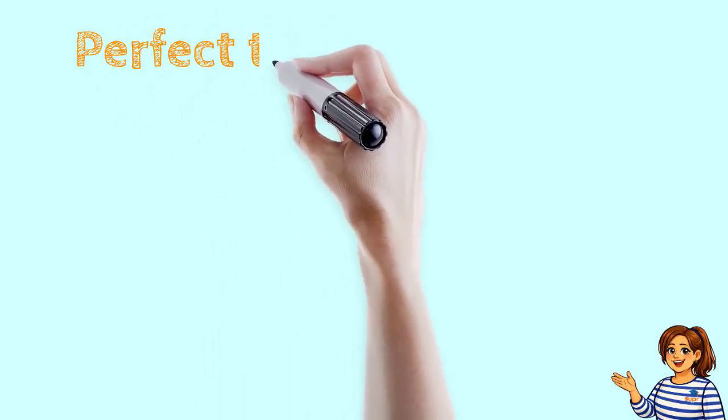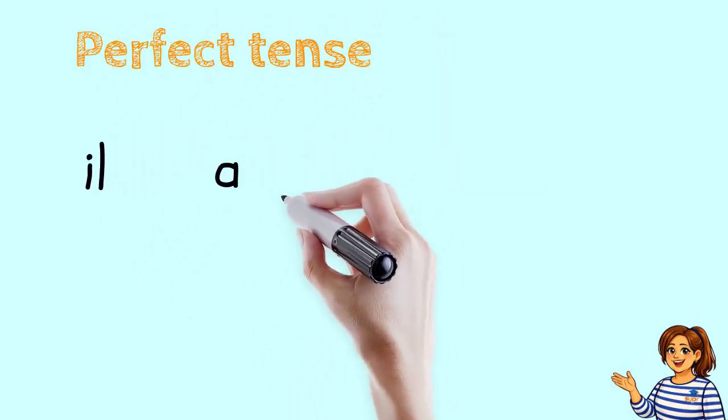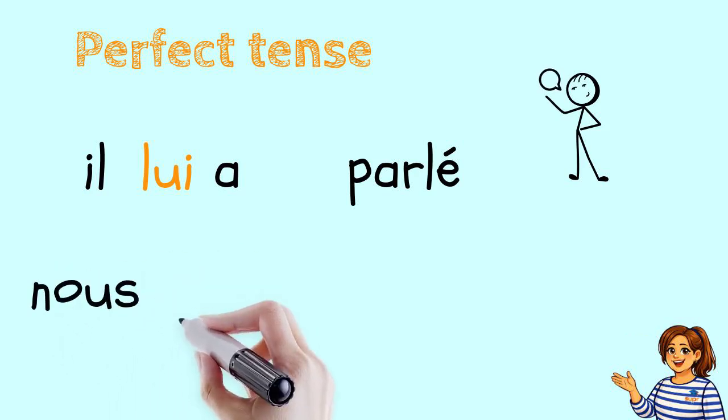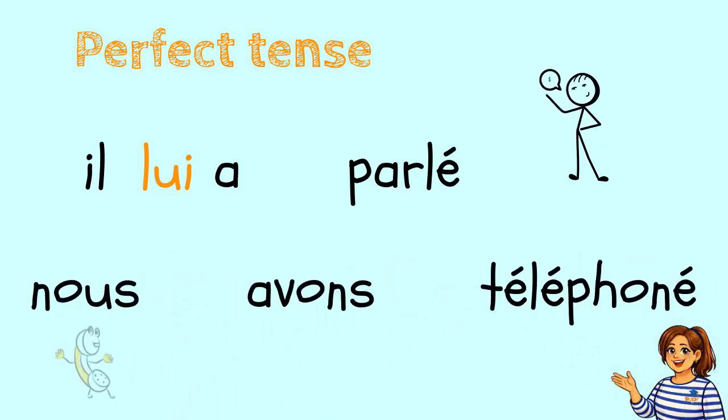Finally, let's have a look at what we do when we use a compound tense, the perfect tense, for example. Il a parlé, he has spoken or he spoke, and we want to put a to him or to her into this sentence. We're going to put the indirect object pronoun before the auxiliary verb. Il lui a parlé. Similarly here, nous avons téléphoné, we have phoned, and we put the indirect object pronoun again before the auxiliary verb. Nous lui avons téléphoné. We phoned him, or we phoned her.